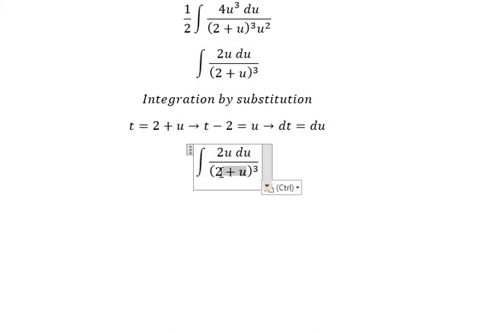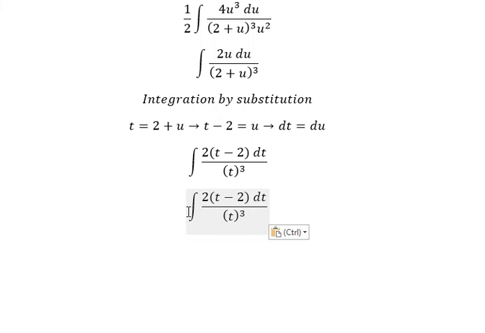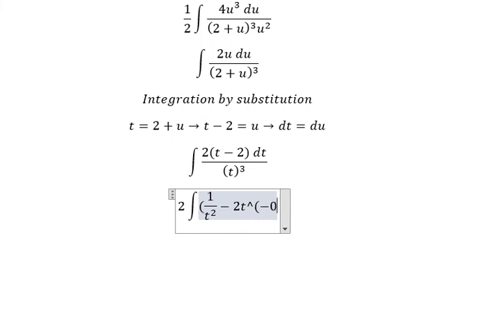So this one we change by t. u is t minus 2. This one we change to dt. So I will put number 2 outside. t divided by t to the power of 3, you get 1 over t squared, minus 2 t to the power of negative 3.